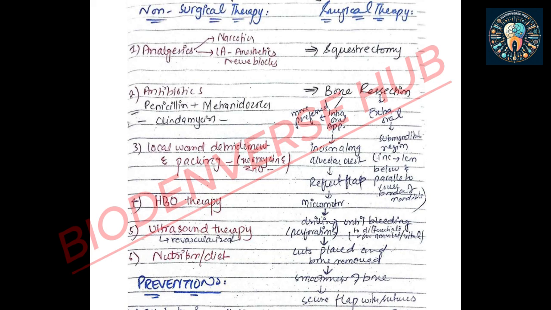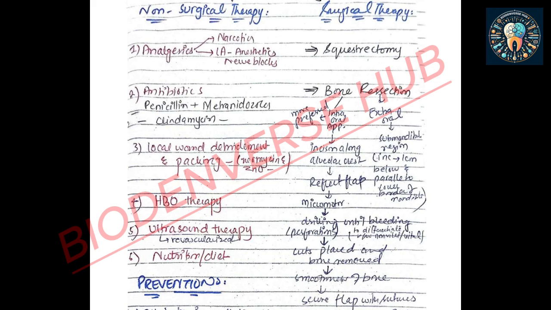In case you are going for the intraoral approach, the incision is given along the alveolar crest. After that, reflect the mucoperiosteal flap, and the bone will be exposed. And using a micromotor, you need to drill until fresh bleeding is seen. So this drilling and this fresh bleeding will indicate the area of unaffected bone, which you need to keep in mind while demarcating the areas or while placing the osteotomy cuts for the excision of that bone.